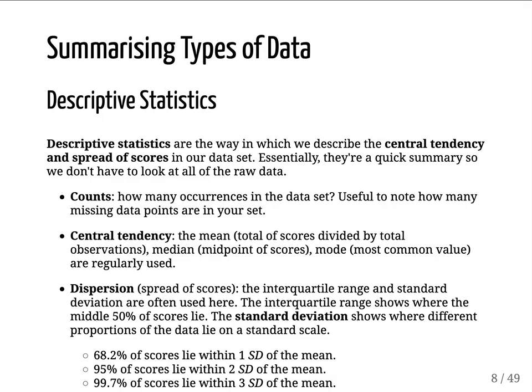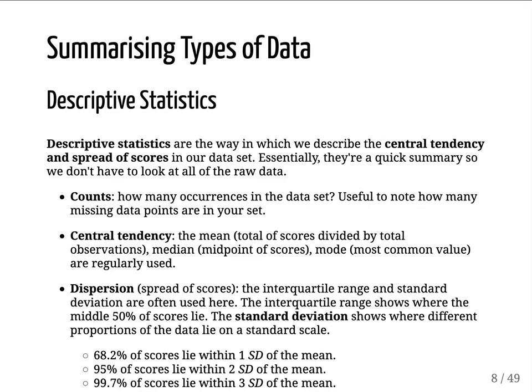Now we then have a measure of central tendency. So here it might be something like the mean. So we might look at the total number of scores divided by the total number of observations. Or it could be the median, which is just the midpoint of scores that we have, or even the mode, which is the most common value that we have. So these are regular measures of central tendency. Now, when we have scaled data that we can model using a parametric analysis, typically we'll use the mean because this tends to be most informative for people. It makes a lot of intuitive sense.